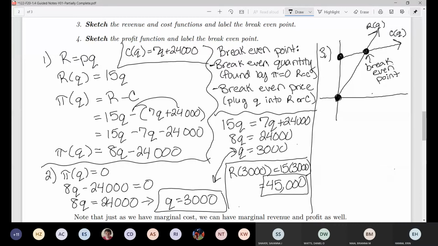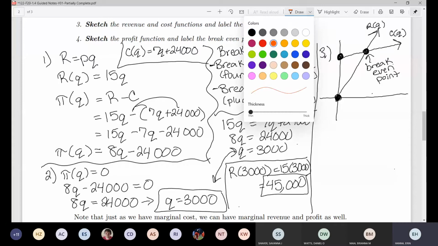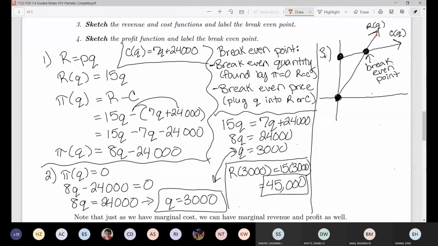So this one was revenue and then the other one was cost. So the one that's higher up to begin with is C of Q, and then the one that starts at the origin is revenue.